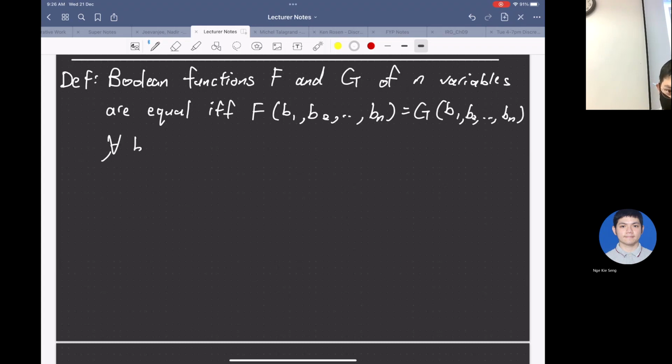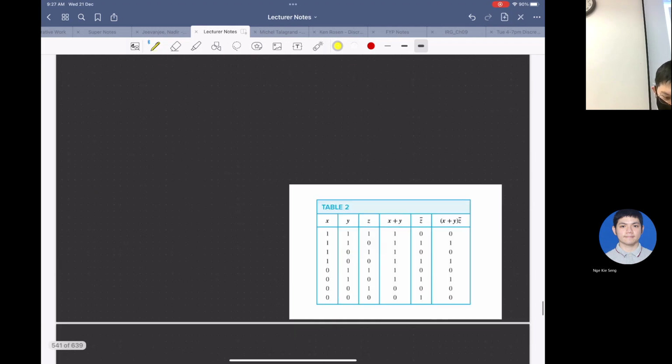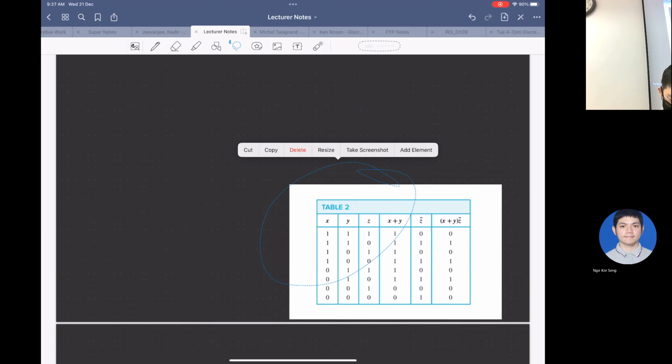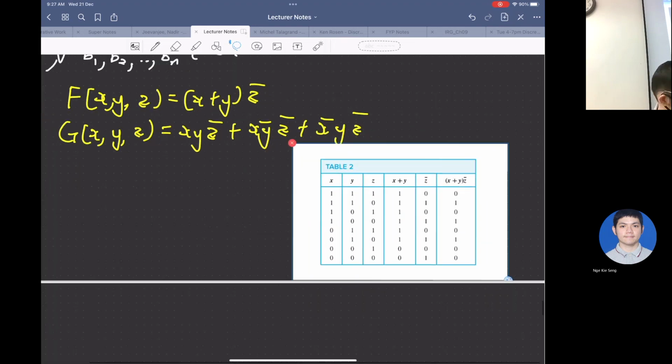So for example, let's look at this example. f(x, y, z) equals (x plus y) times z bar, and g(x, y, z) equals xyz plus x y bar z bar plus x bar y z bar. Okay, so the claim is these two functions are the same. So why are they the same? We can see from the truth table.